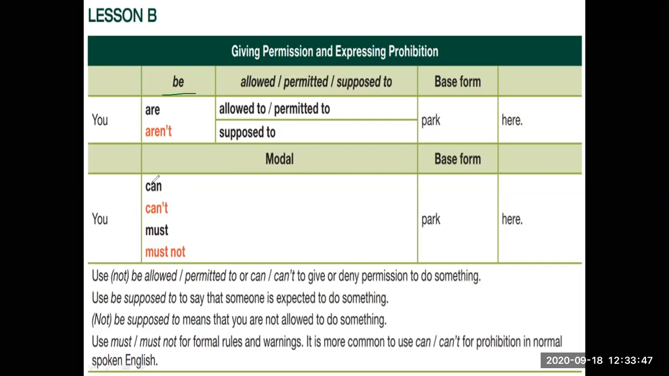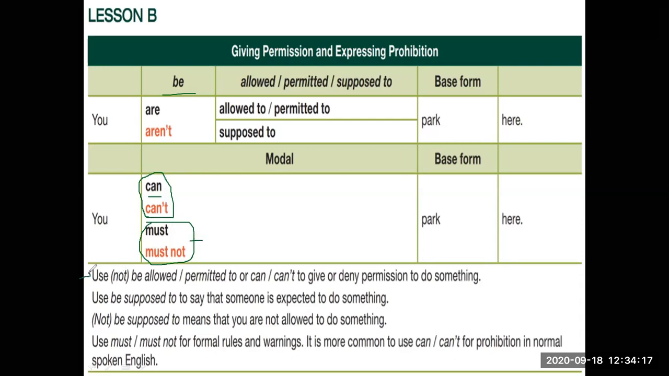You can, okay, with the modals here, you can park here. You can't park here. You must park here. You must not or you mustn't park here. So when we use can or can't, this is not too rough, but when we use must or mustn't, this is stronger. You must park here. You mustn't park here. That is like orders, or commands.